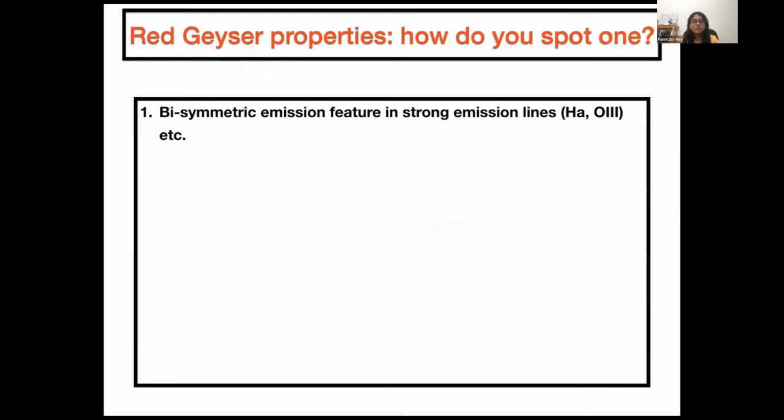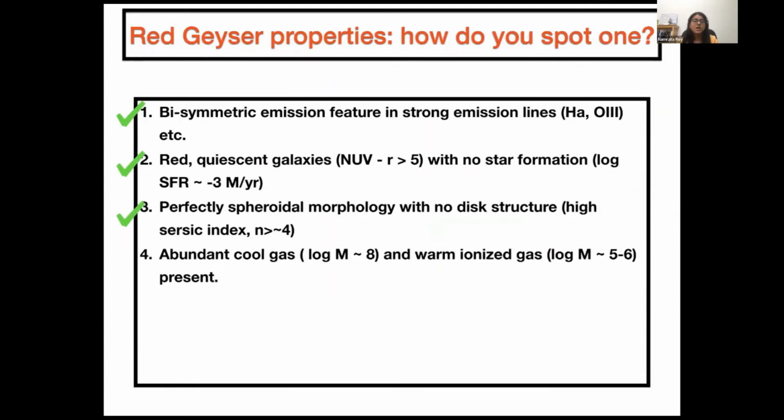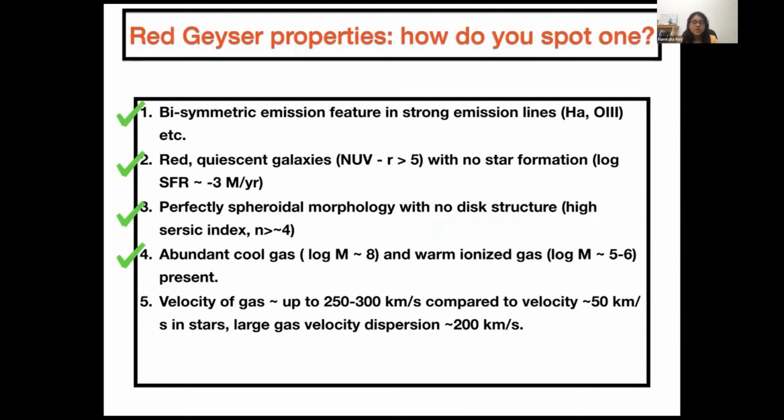So let's talk about some of the red geyser properties. They have the bisymmetric feature, which is the defining property. They are red and quiescent galaxies with no star formation, and they have lots of gas in them, both in the form of cool neutral gas and warm ionized gas, which can readily trigger star formation, but they don't. They also show very interesting kinematics. The gas velocity value is very high compared to the stellar velocity. And they also show a very clumpy and very high dispersion map. This kinematics is actually where we got a lot of help from the Keck data, which is at a much higher spectral resolution.